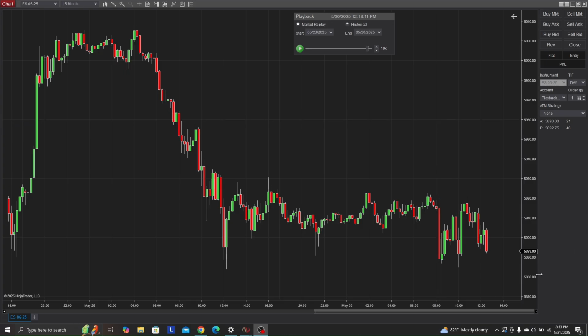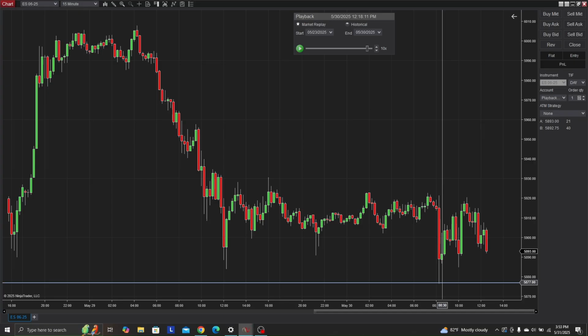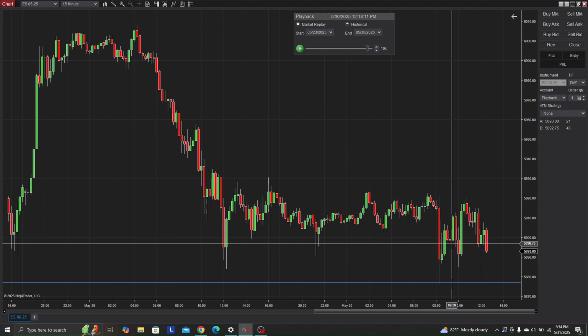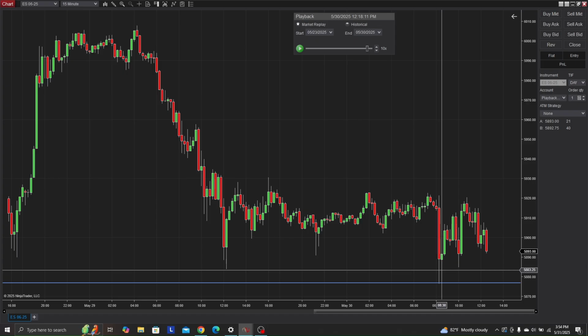So he posted, if you follow him, about this 58.77 level, and we can go ahead and mark that right there. Why was that level important going into today? I have ES pulled up on a 15-minute chart.